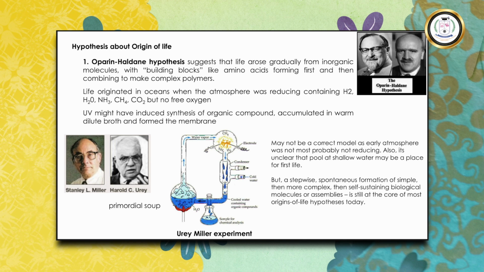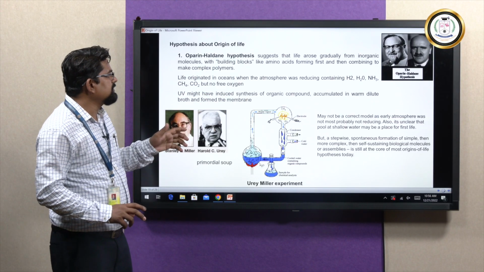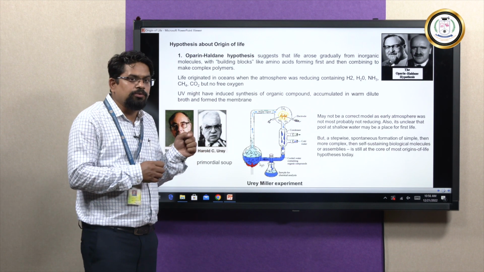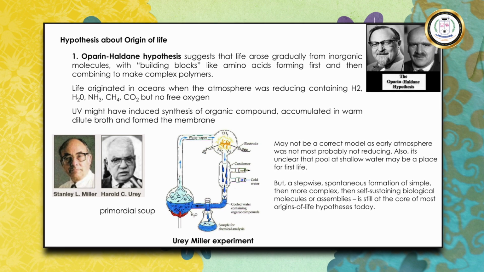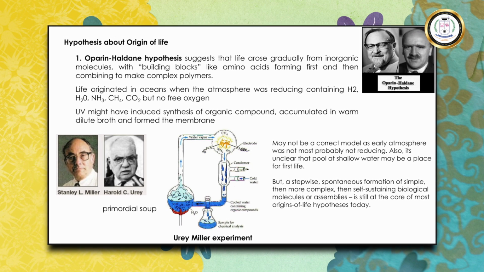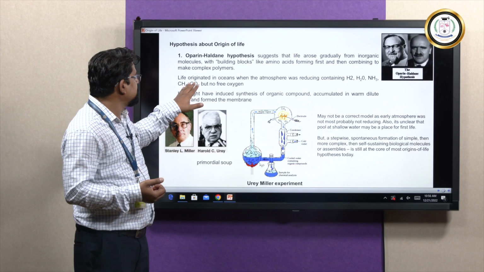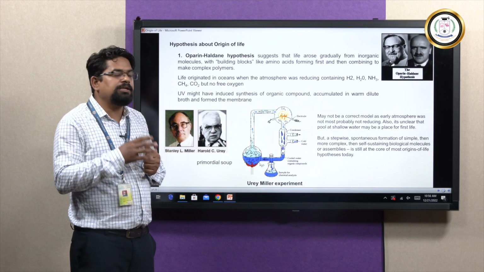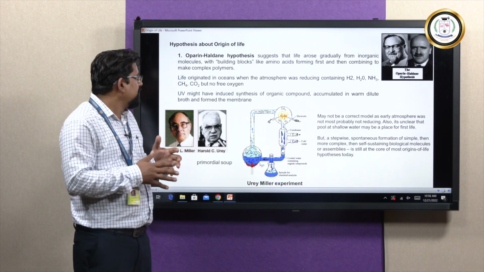First is the Oparin and Haldane hypothesis, that is the origin of life hypothesis, where Oparin and Haldane suggested that life originated gradually from inorganic molecules, with building blocks like amino acids forming first and then combining to make complex polymers. However, at that time it was just a hypothesis, where Oparin and Haldane suggested that life originated in the ocean when the atmosphere was reducing, containing hydrogen, water, ammonia, methane, carbon dioxide, but no free oxygen.